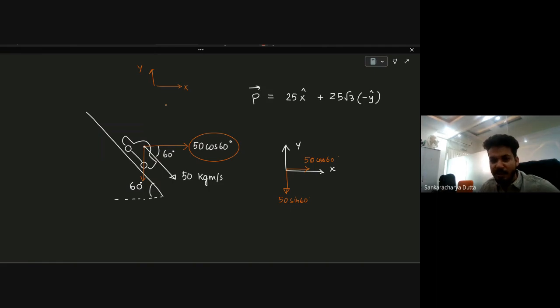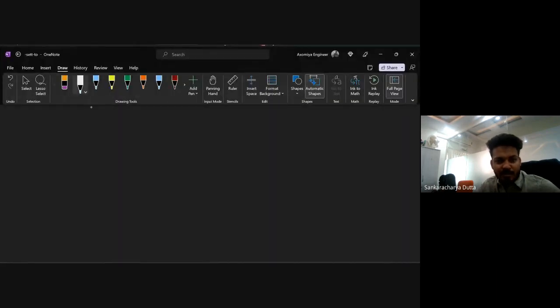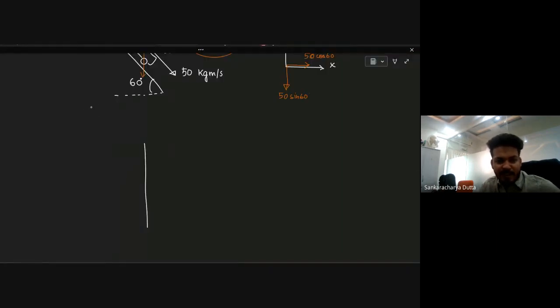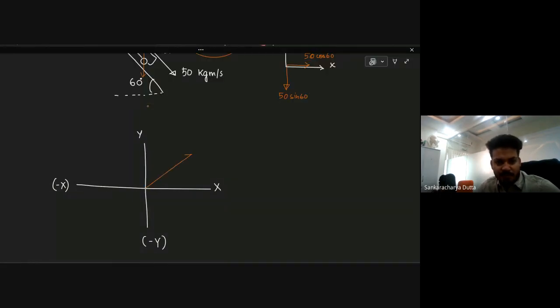Okay, I'm going to repeat one more time with a different example, of course. Now let us do an analysis like this. Let's say this is the entire coordinate system: x, y, this is the positive x-axis, this is the negative x-axis, this is the y-axis, this is the minus y-axis. Now let's take an orange vector in this direction. Guys, tell me, what will be the components? Will both of them be positive, or will one of them be negative?